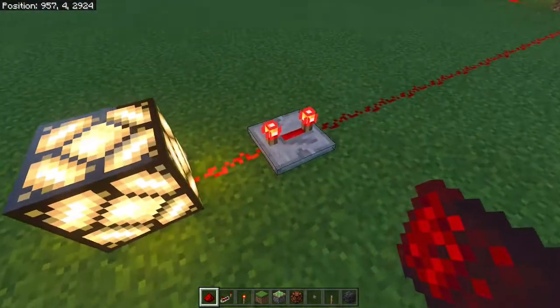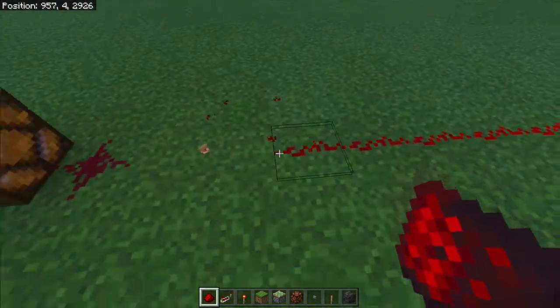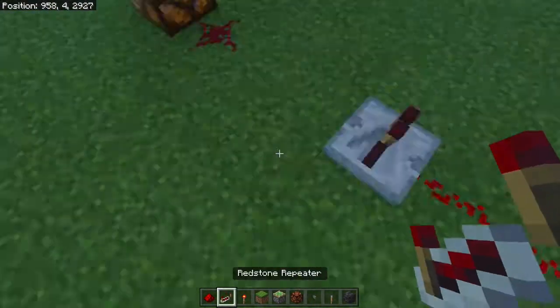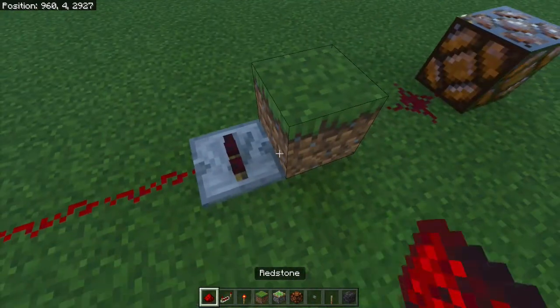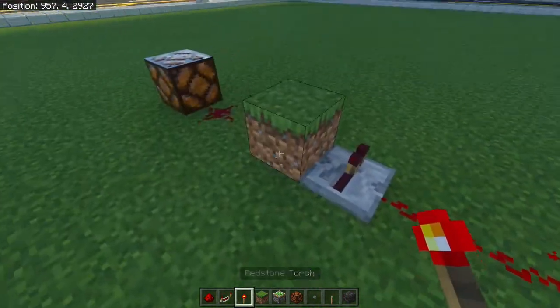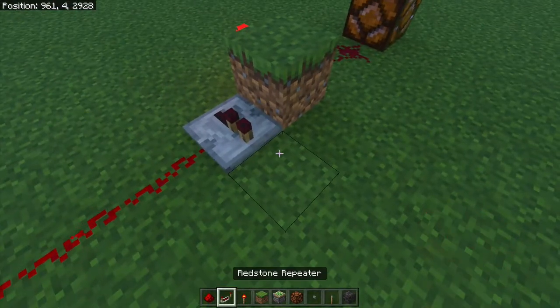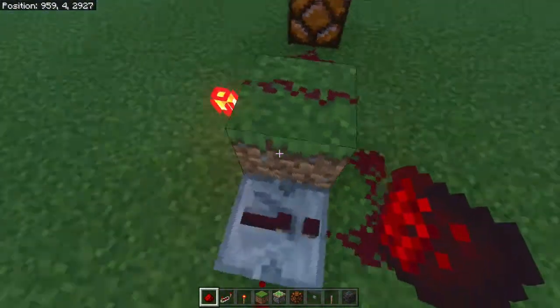Now, if you combine, let's say, a repeater in a circuit, you'll notice when I use redstone torches, I tend to have them hang off of one side of the block because it's convenient for how they work with circuits.